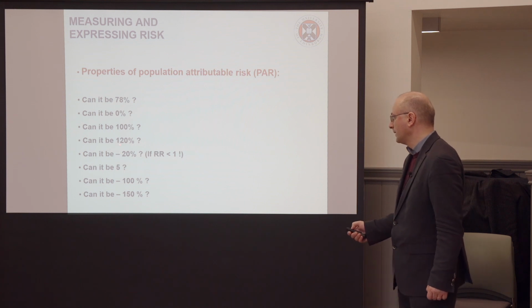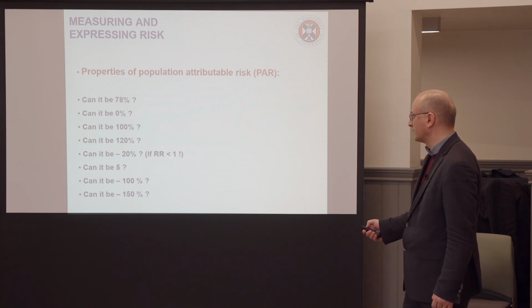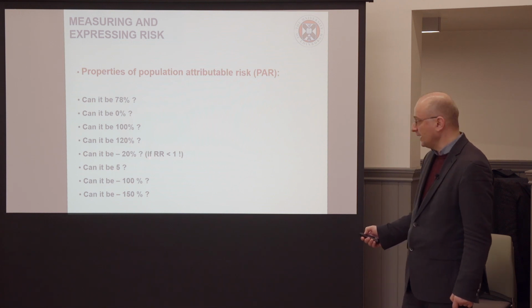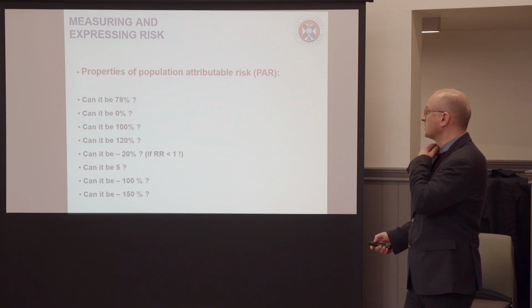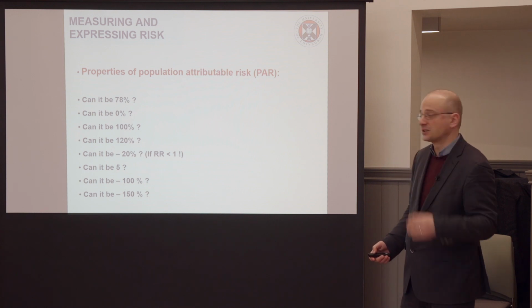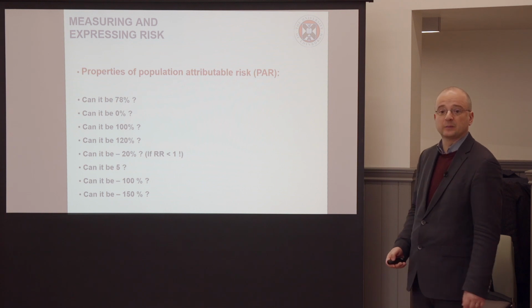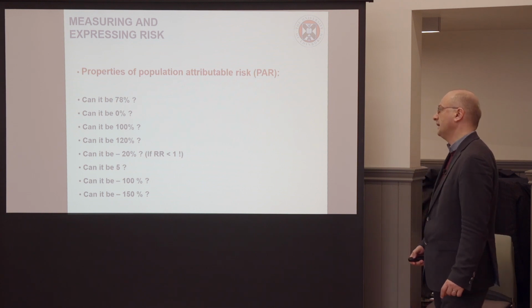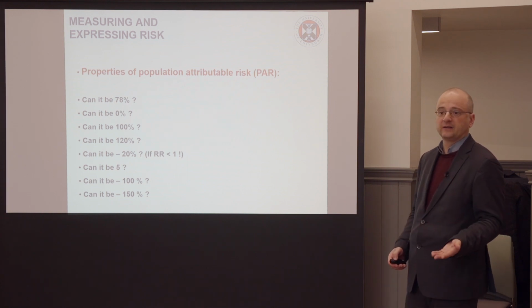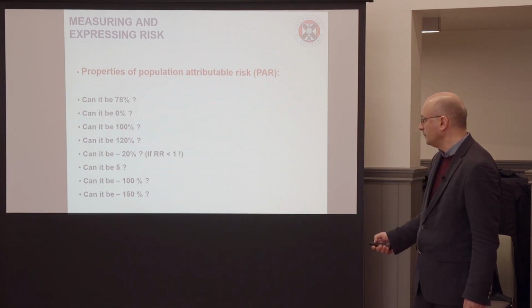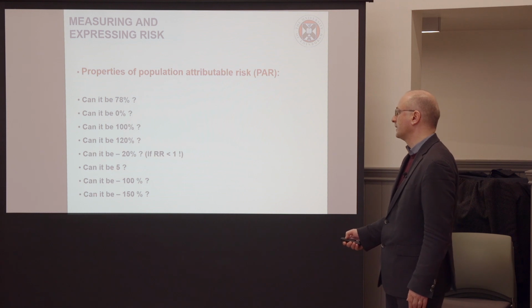Well, now, if relative risk is less than 1, so if it's a protective factor, then the population attributable risk can actually mathematically be negative. But remember, in that case, that is a protective factor. So this means that by exposure to a protective factor, you're removing the burden, basically. So can it be 5, negative 100, negative 150?